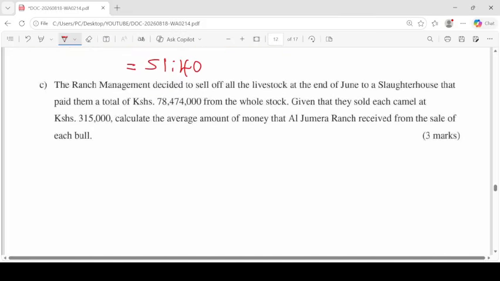Part C. The ranch management decided to sell off all the livestock at the end of June to a slaughterhouse that paid them a total of 78,474,000 from the whole stock. Given that they sold each camel at 315,000 shillings, calculate the average amount of money that Al Julmera received from the sale of each bull.